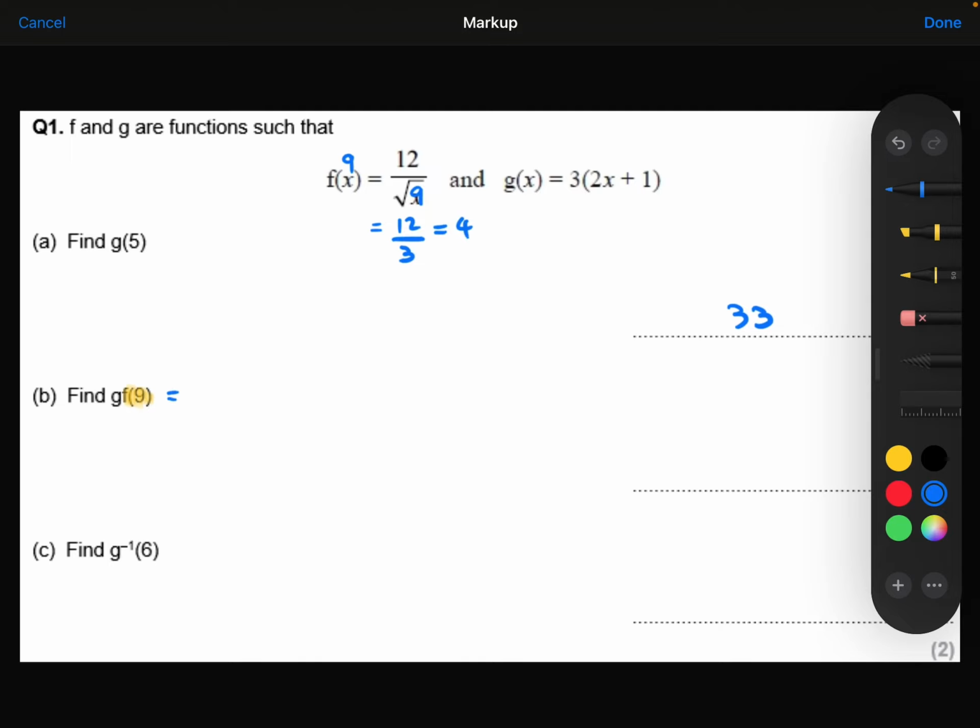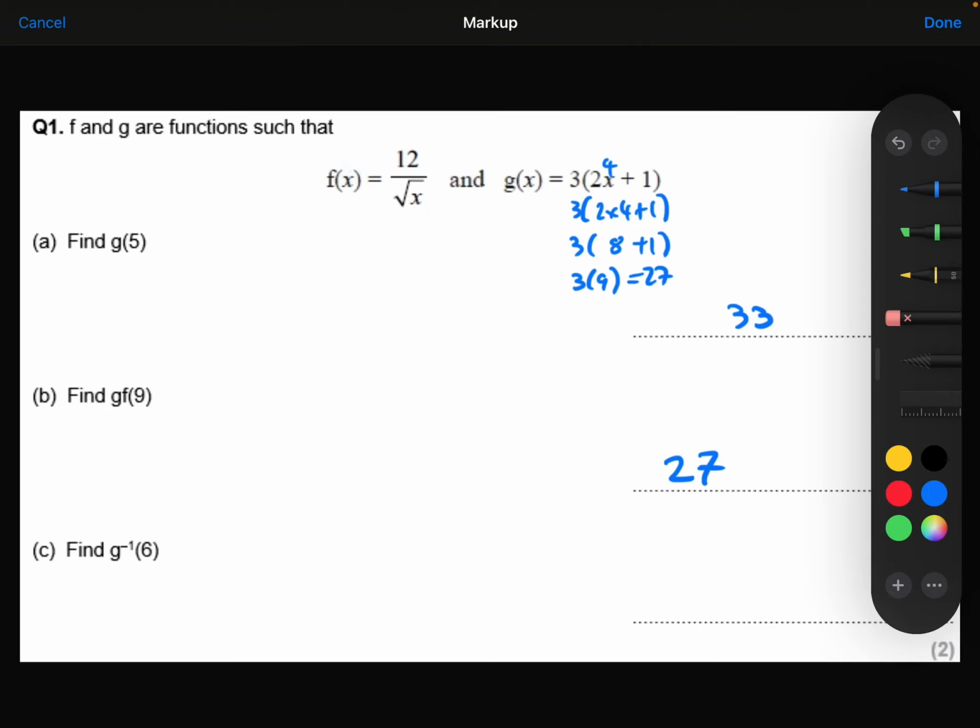We then need to substitute that into the g function. So g of 4. So we're substituting 4 into g. So we'll get 3 lots of (2 times 4 plus 1), which is 3 lots of (8 plus 1), which is 9. So 3 lots of 9 is 27. So gf of 9 is 27.